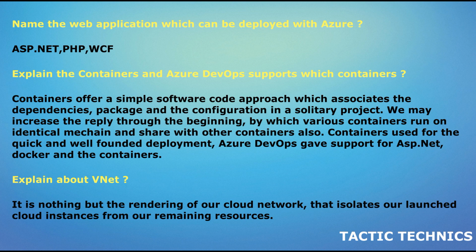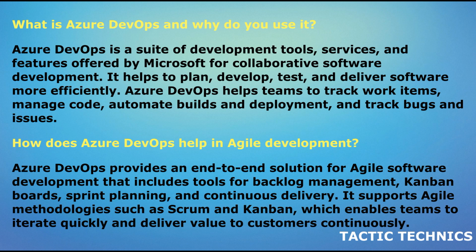Explain about Net. It is nothing but the rendering of our cloud network that isolates our launched cloud instances from our remaining resources. What is Azure DevOps and why do you use it? Azure DevOps is a suite of development tools, services, and features offered by Microsoft for collaborative software development. It helps to plan, develop, test, and deliver software more efficiently. Azure DevOps helps teams to track work items, manage code, automate builds and deployment, and track bugs and issues.